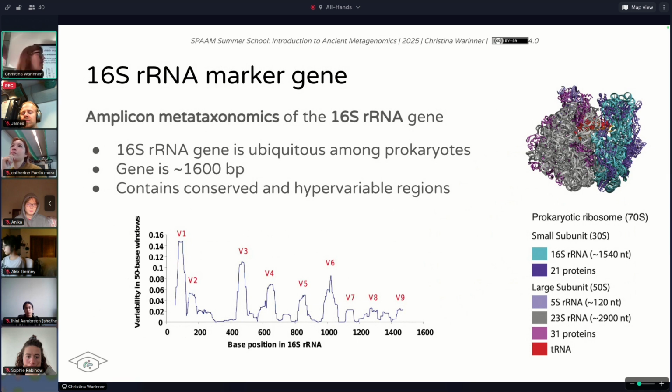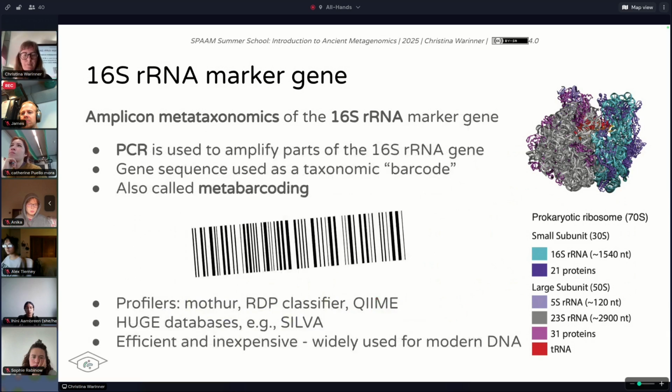And so you can see here, plotted, the different variable regions along the gene and where they're located. The higher the peak, the more variable they are amongst taxa. Some of them, like the V1 region and the V3 region, contain a lot of diversity, which is really great for discriminating between many different taxa, whereas something like V9 has relatively low variability, and so you're going to get less resolution in discriminating your taxa.